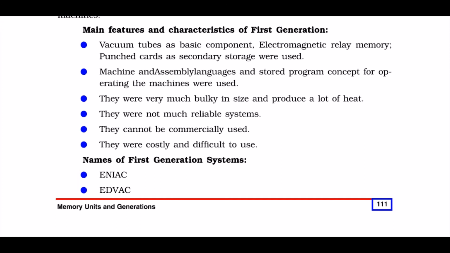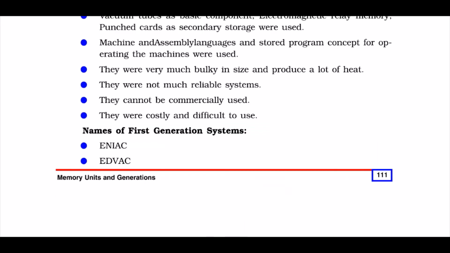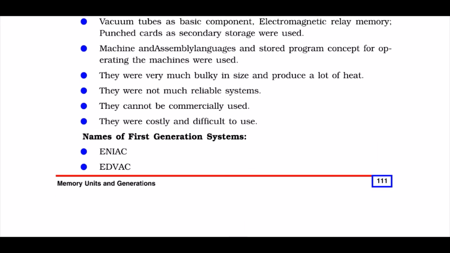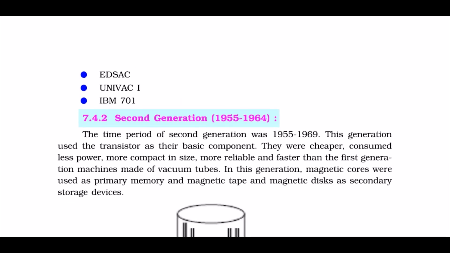They were very bulky in size, very big. Just imagine a whole room full of computer. They were very unreliable because of heat; the bulbs used to fuse frequently. They could not be commercially used because of their size, and they were very costly. The names of first generation computers: ENIAC, EDVAC, EDSAC, UNIVAC 1, IBM 701.